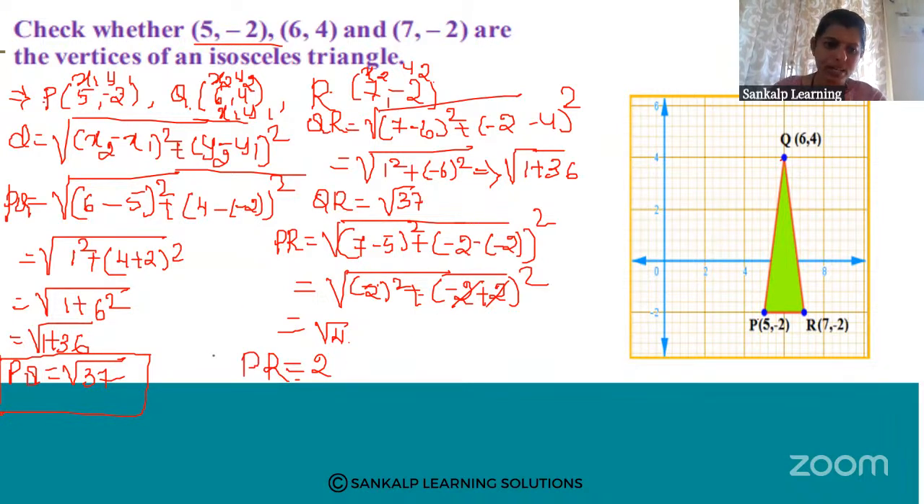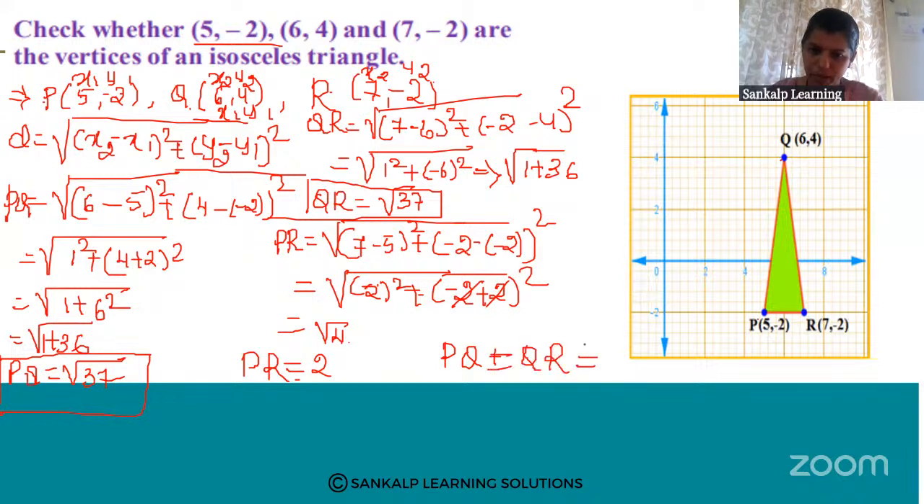So observe here, the PQ and QR value is root 37, but the PR value is 2. That means PQ is equal to QR, but it is not equal to PR. Okay, so when two sides are equal, then PQR is an isosceles triangle.